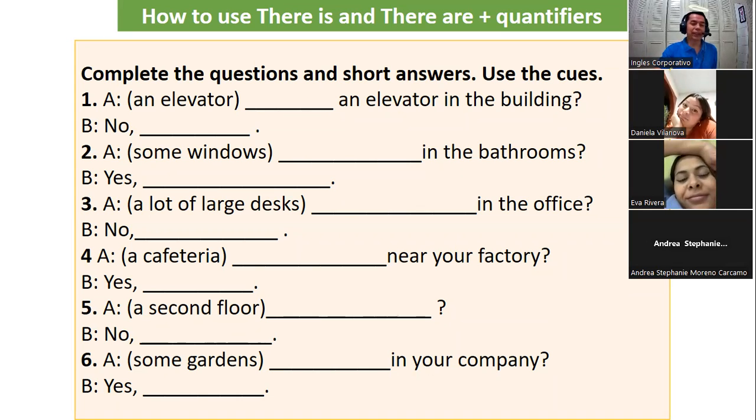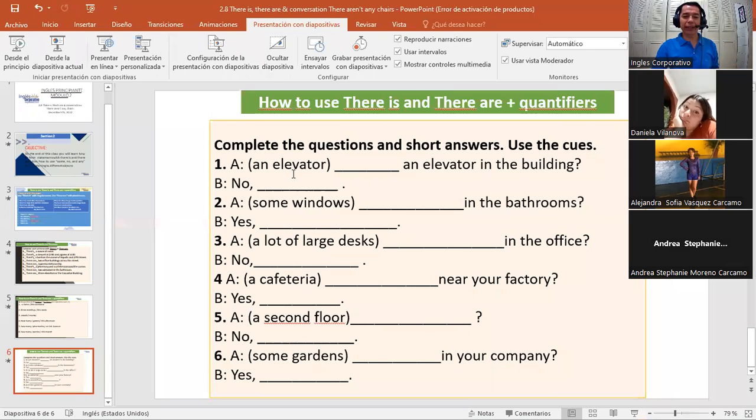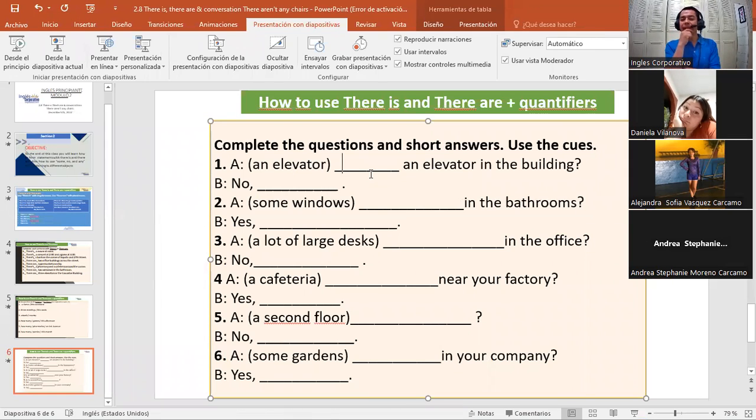Vamos a ver. Sofía, please. An elevator. Quiero ver si there escribo. There is. Permítame, me voy a salir para poder escribir, Sofía. There is. Ajá, pero creo que sería pregunta, ¿verdad, Sofía? Entonces, ¿cómo hacemos? There is. No, is okay. You say there is, but look. Sería al revés. Is there.